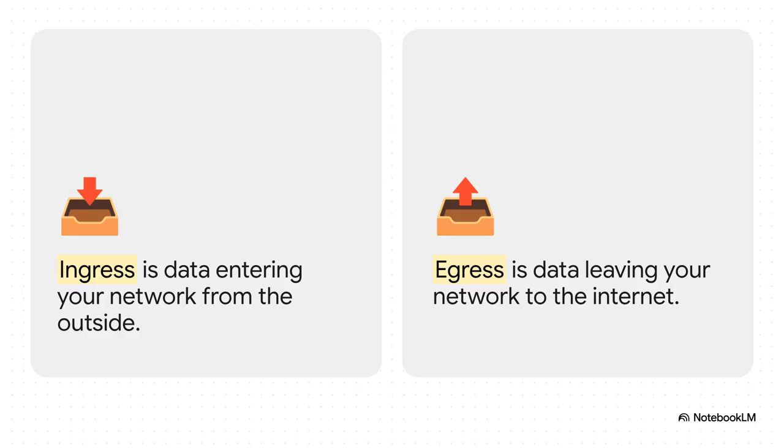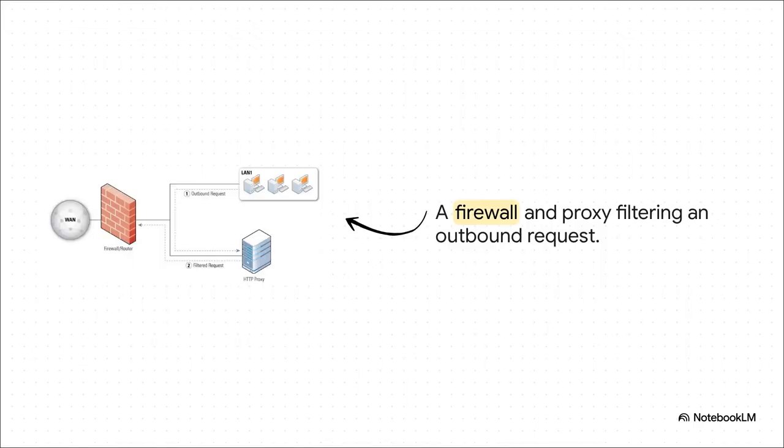A properly configured firewall absolutely needs strict rules to monitor both directions. You have to prevent malicious data from coming in, sure, but you also have to stop sensitive data from leaking out. When you look at a real network architecture, you can see this flow in action.